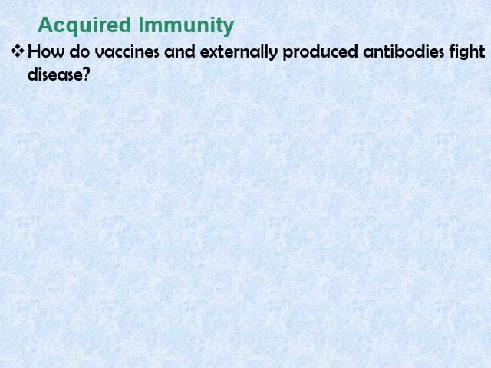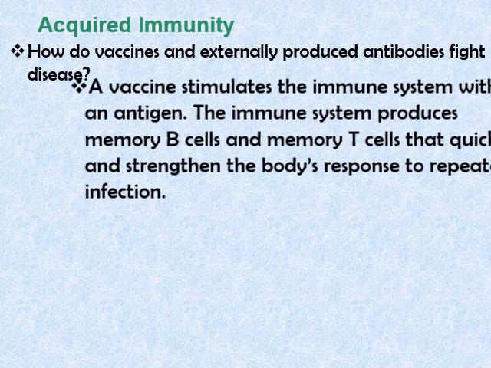What is acquired immunity? Acquired immunity is a type of immunity that develops during a person's lifetime. This immunity doesn't exist at birth, rather it is acquired from the environment through infections or vaccination, or by transfer of antibodies from donors to recipients. How do vaccines and externally produced antibodies fight disease?